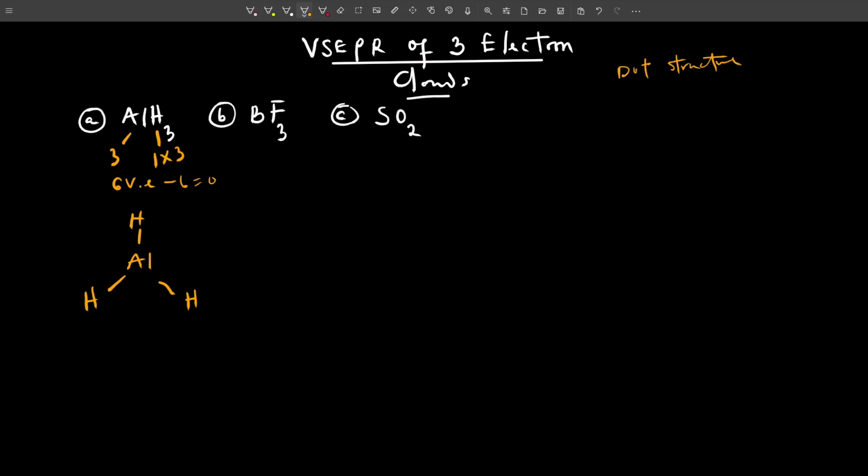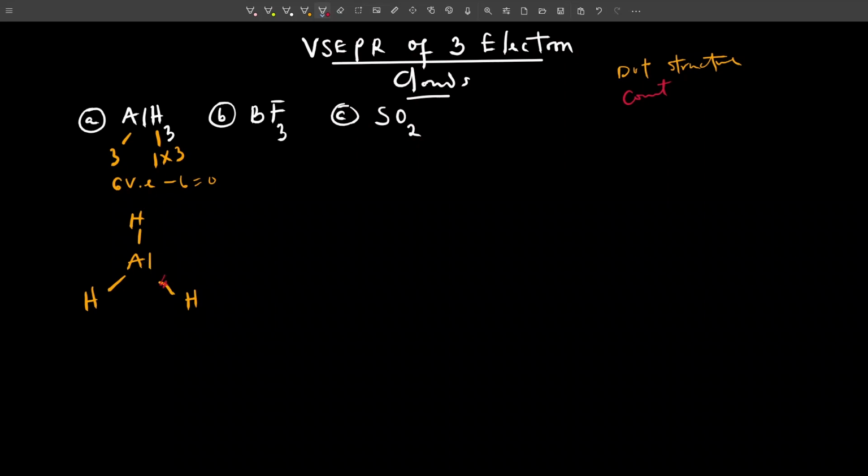You might want to say that aluminium does not have 8 electrons around it. Yes, aluminium is one of the exceptions to the octet rule. The second step is to count the number of electron clouds. So let's count the electron clouds around the central atom.